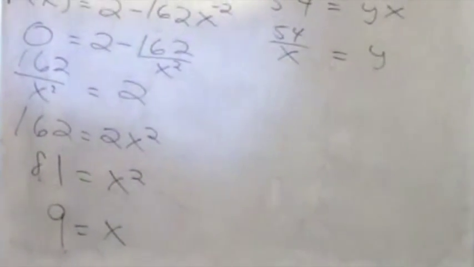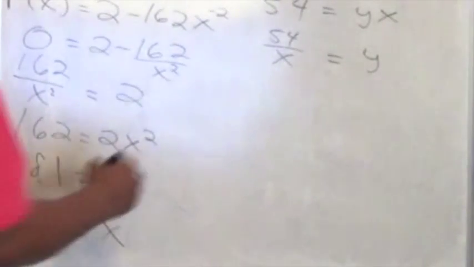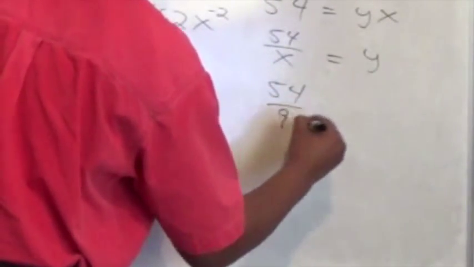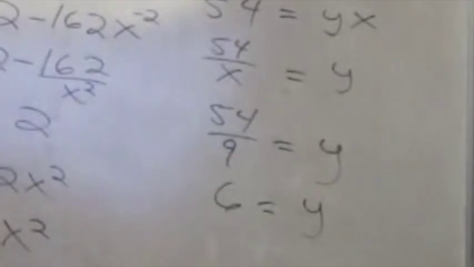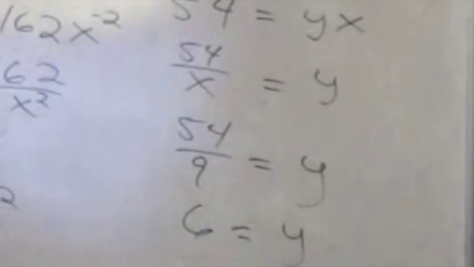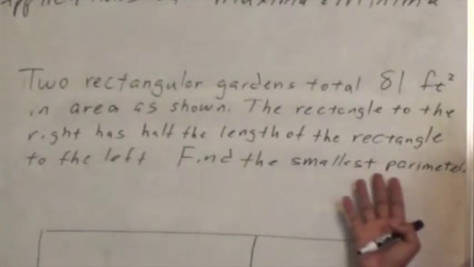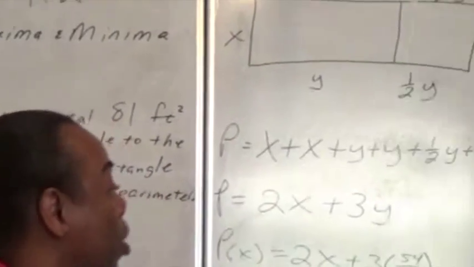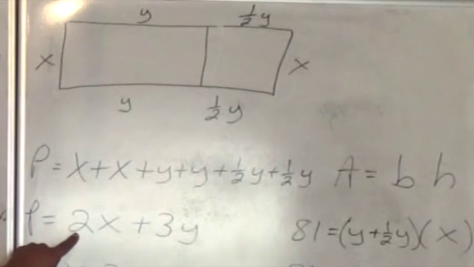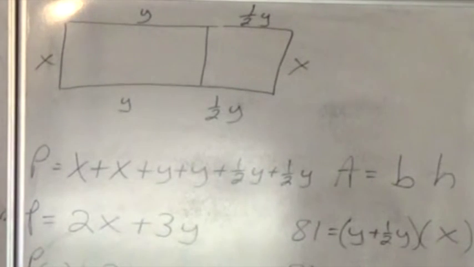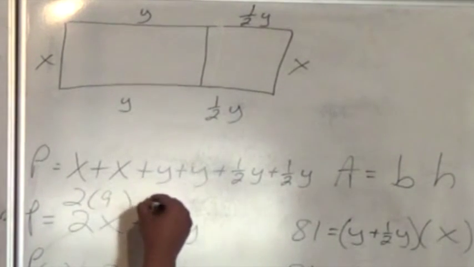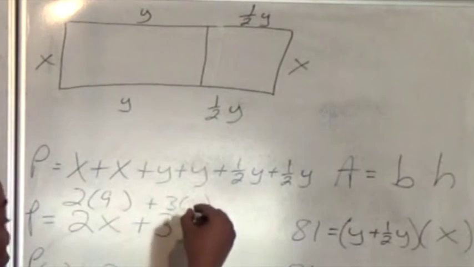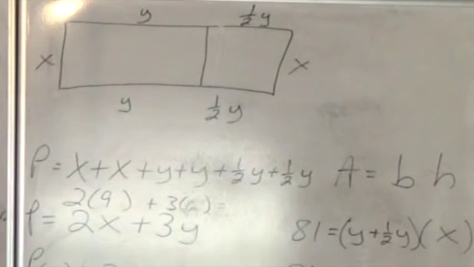Now that I have x is 9, I'm going to find y, because y is defined as 54 divided by 9, which gives me that y is going to be 6. So now I can answer my original question. Find the smallest perimeter. Well, the smallest perimeter will be found by 2 times x and 3 times y. 2 times my x is 2 times 9, and 3 times my y is 3 times 6. This is going to be 18 plus 18.